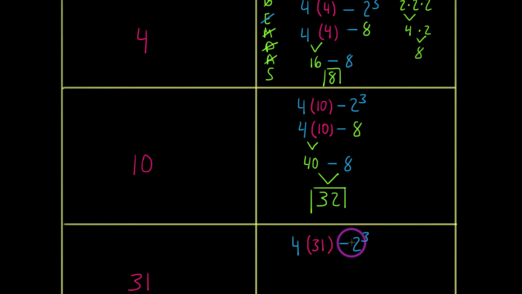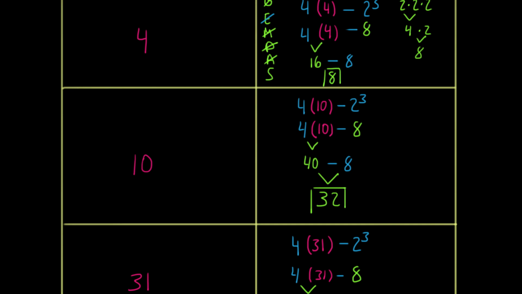Let's move on down to this last expression. So 2 to the third power is 8. So now I have 4 times 31 minus 8. 4 times 31 will give a value of 124. I'm going to bring that subtraction symbol and the 8 down. So 124 minus 8 is equal to 116. And I can box this final answer up.